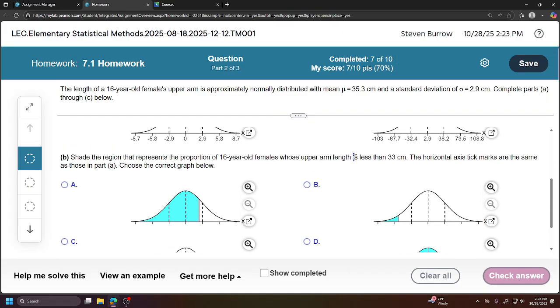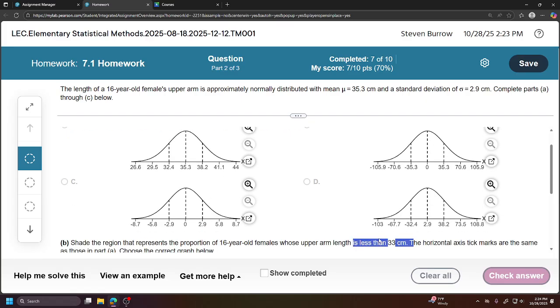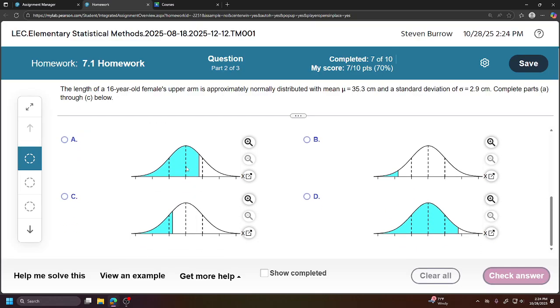So, average of 35. We got that. And that's it. That was the only one that made sense. It said less than 33. So, hold on. I'm going to go back up to the original. It says less than 33, and this is what we're looking at. Where's 33? Somewhere about right there. Less than 33. Which graph? C.